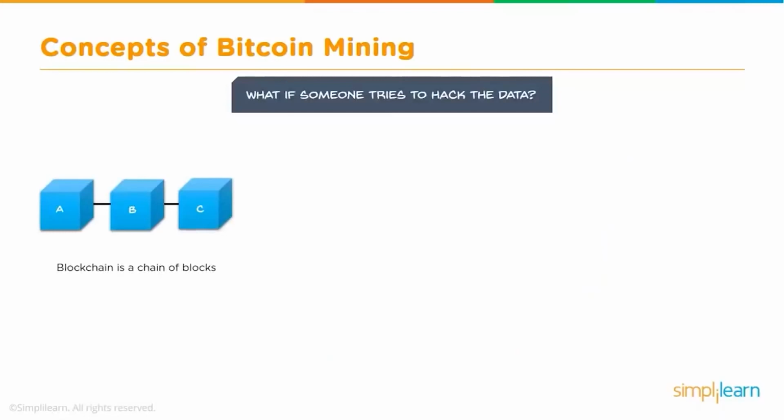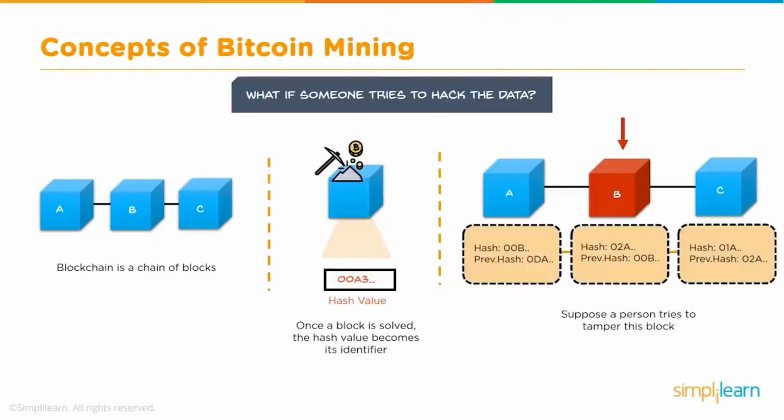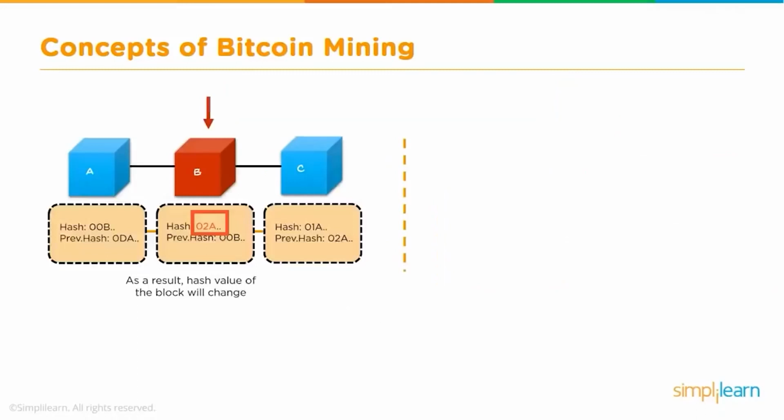Now, what if someone tries to hack the data? So let's see. Blockchain is a chain of blocks, A, B, C. Each block has solved a puzzle and generated a hash value of its own, which is its identifier. Now, suppose a person tries to tamper with block B and tries to change the data aggregated in the block. If the data of the block changes, the hash value, which is the digital signature of the block, will also change. Thereby, it will corrupt the chain subsequent to it.